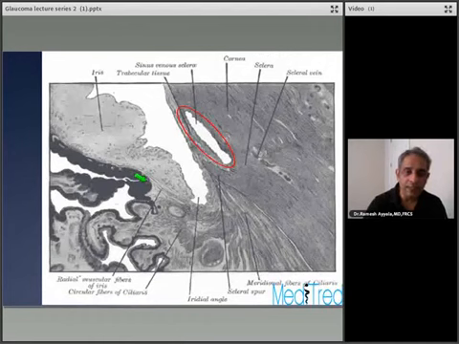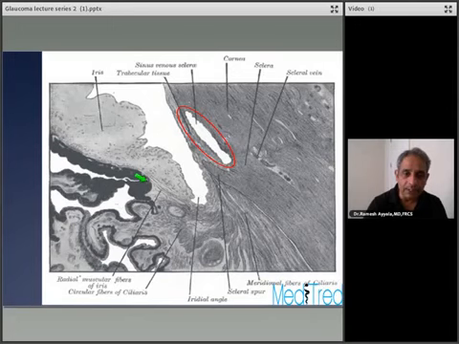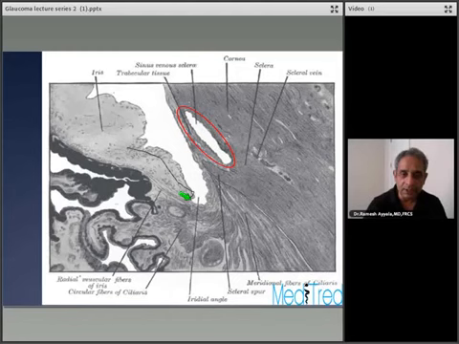Here is a close-up view of the angle itself. You can see the root of the iris coming in here, and you can see the scleral spur right here. Here is the trabecular meshwork and the Schlemm's canal.